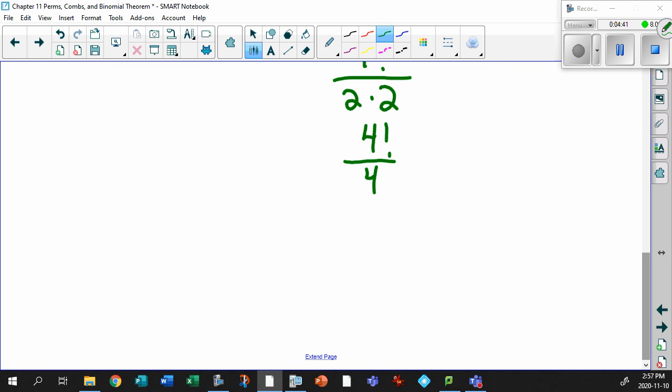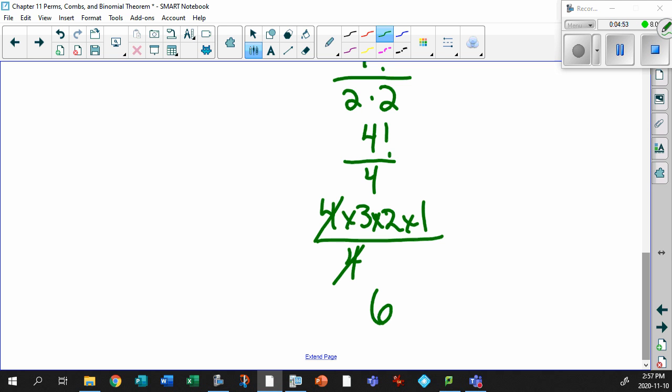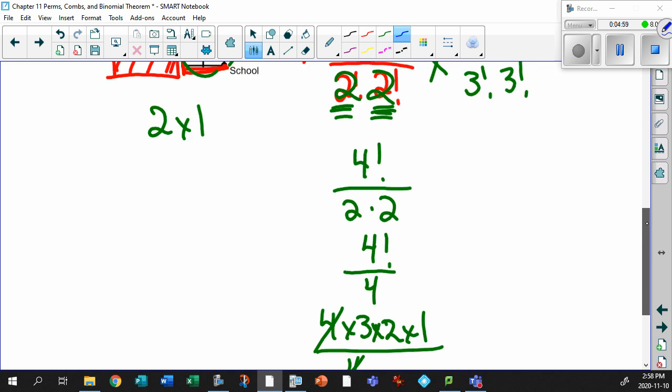4 factorial is 4 times 3 times 2 times 1 over 4. Check this out. The 4's cancel. 3 times 2 is 6. You got 6. I just use common sense. If you want, throw it in the calculator and you'll get exactly the same thing. Let's go to the next one then.